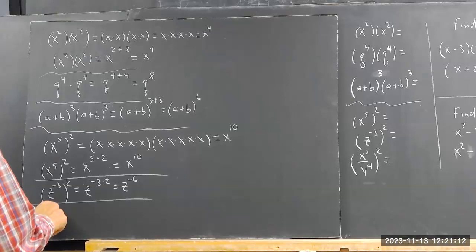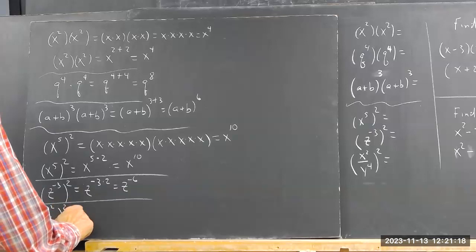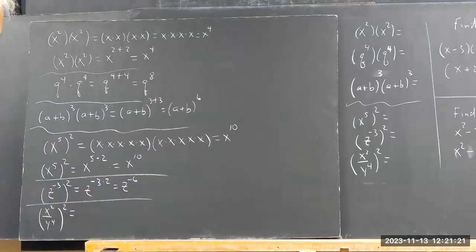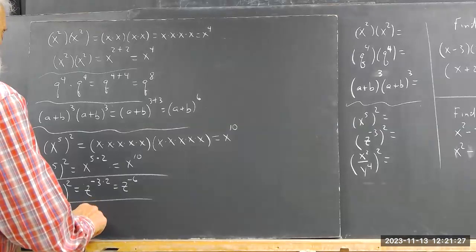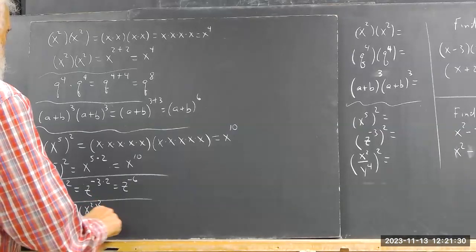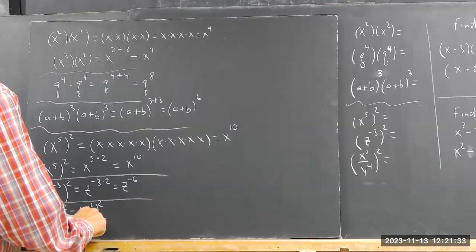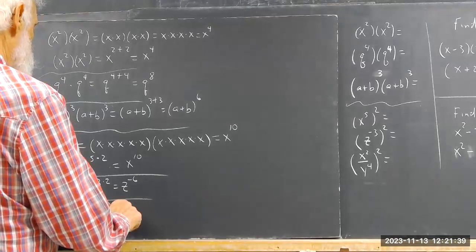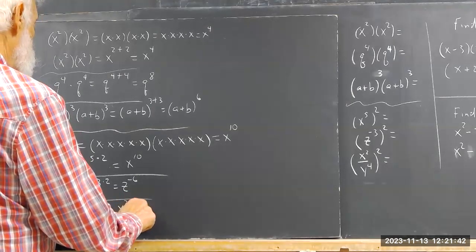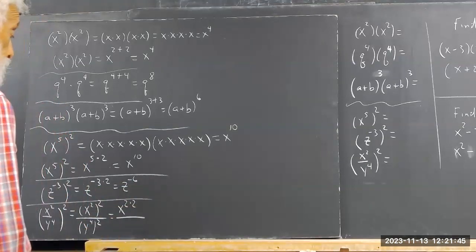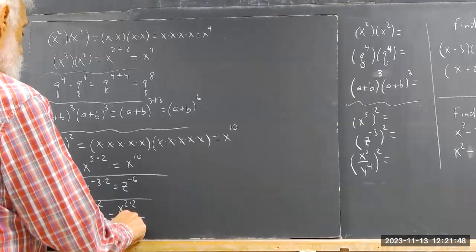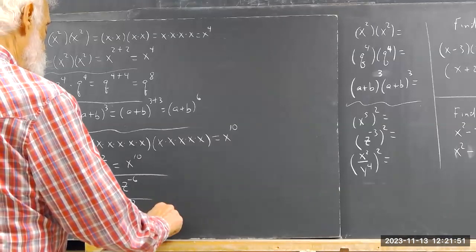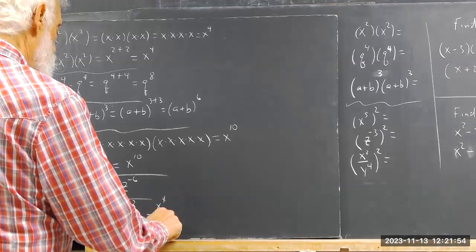Then you have x squared over y to the 4th quantity squared. Well, you square the numerator and you square the denominator. That's going to be x squared over y to the 4th squared, which is x to the 2 times 2, not plus 2 times 2, divided by y to the 4 times 2, which is x to the 4th over y to the 8th.